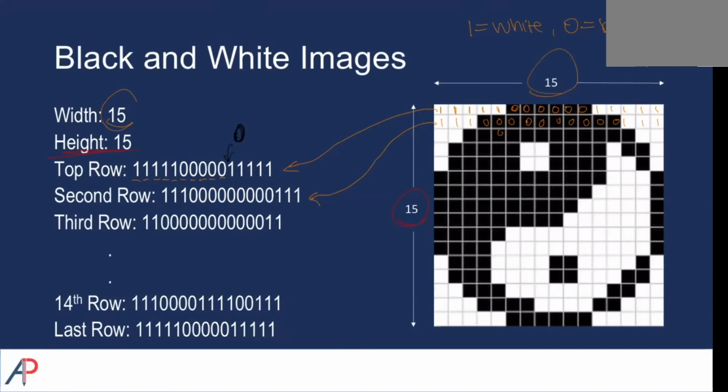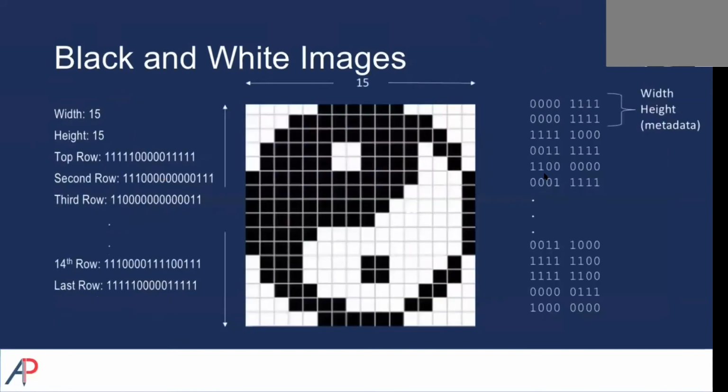And then this is how your rows would go. Eventually, you would go to the very last row. So this is how your data is actually being stored, technically.